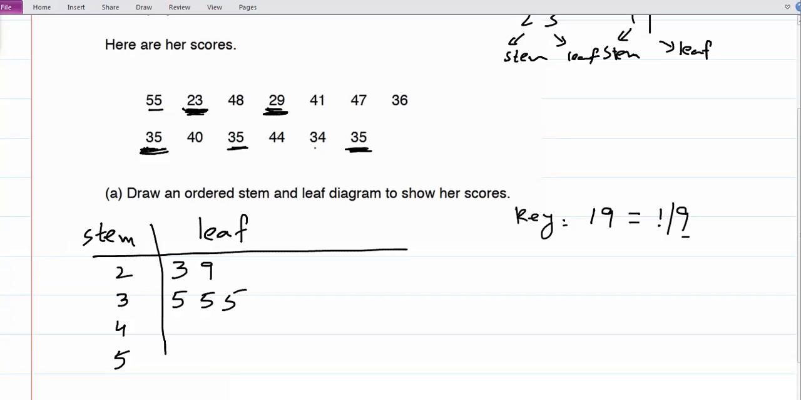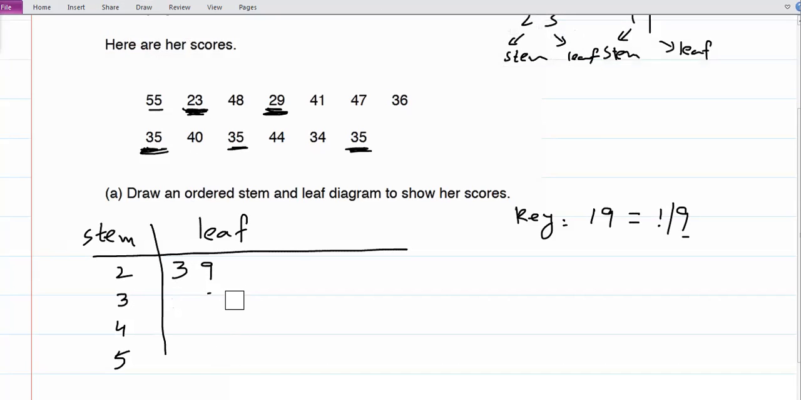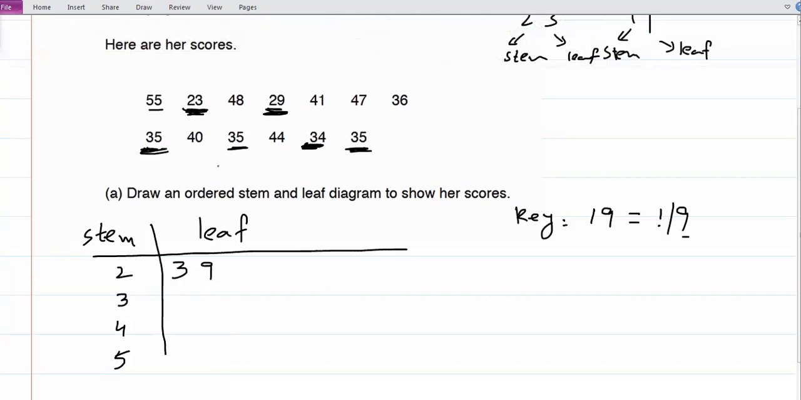Then after 35, oh sorry, before that there was 34 also. Since you are writing an ordered diagram, before that there is a 4 also. There is 34, sorry, so write 4 because 3 we already wrote. Then 5, 5, 5, meaning 35, 35, 35. Then after that we have 36, so 3 we already wrote, 6 now. Any other number starting with 3? No.